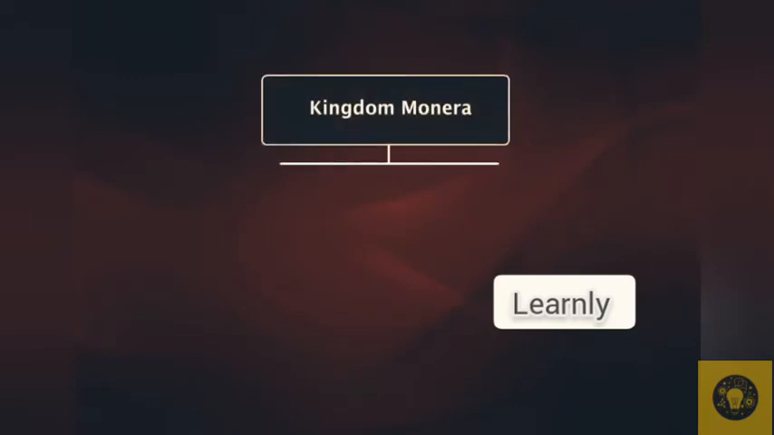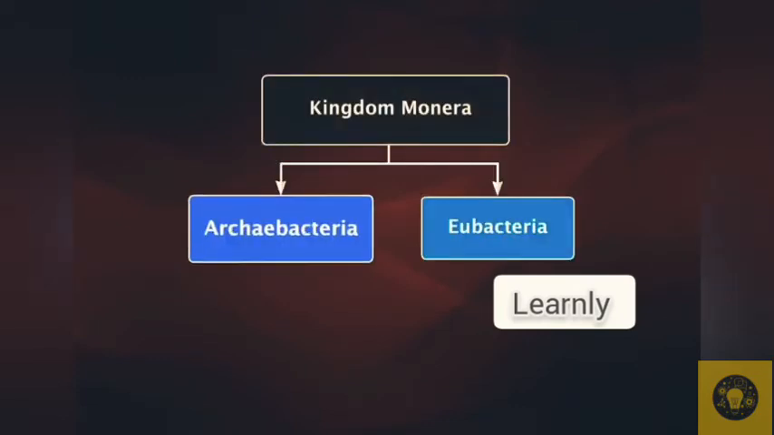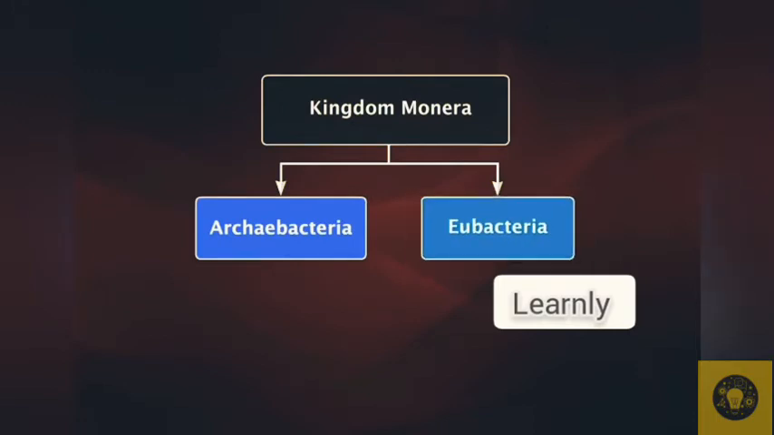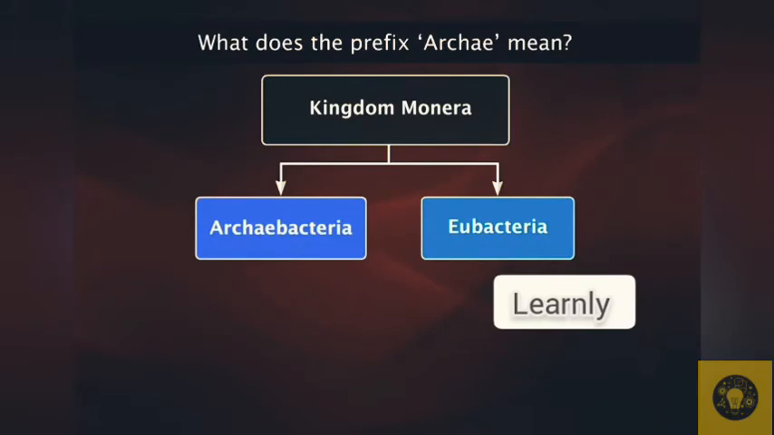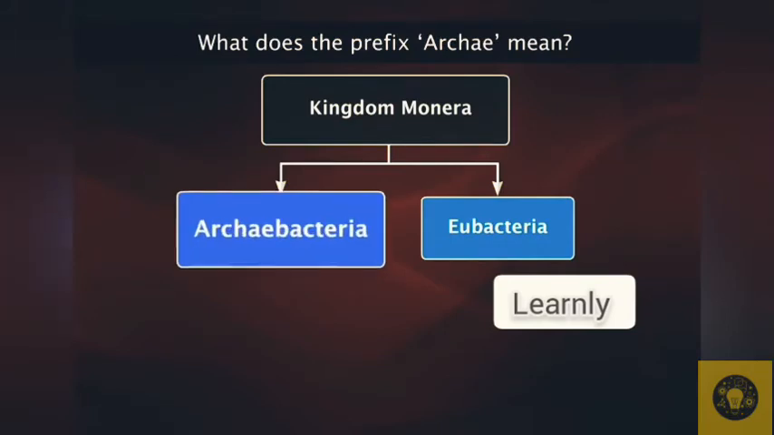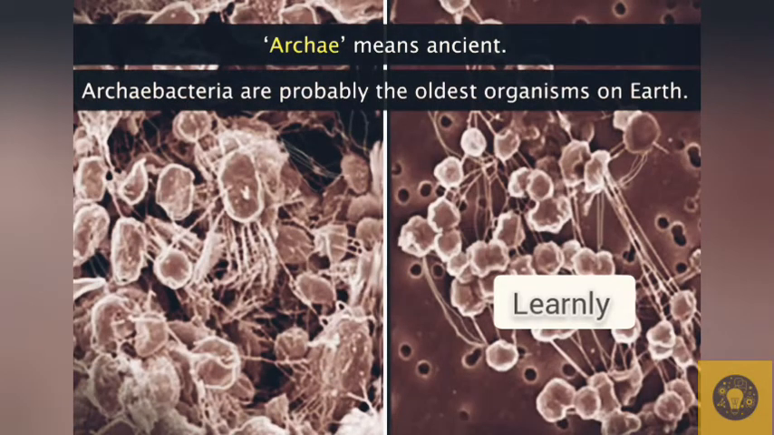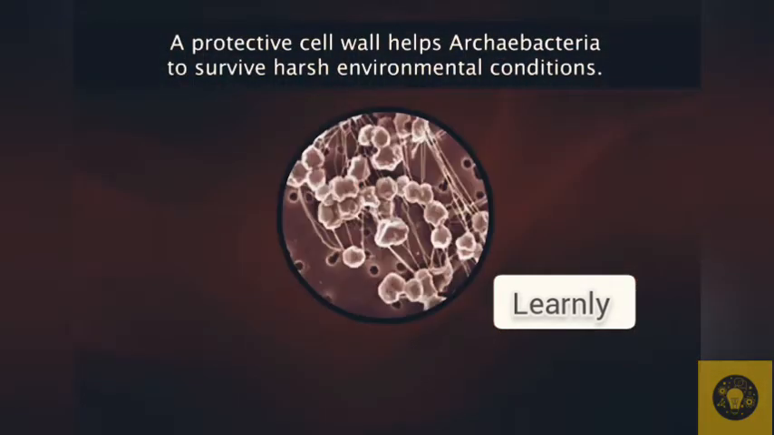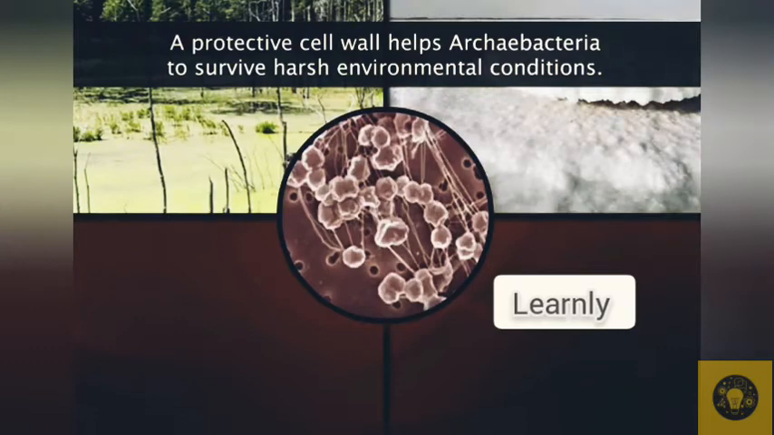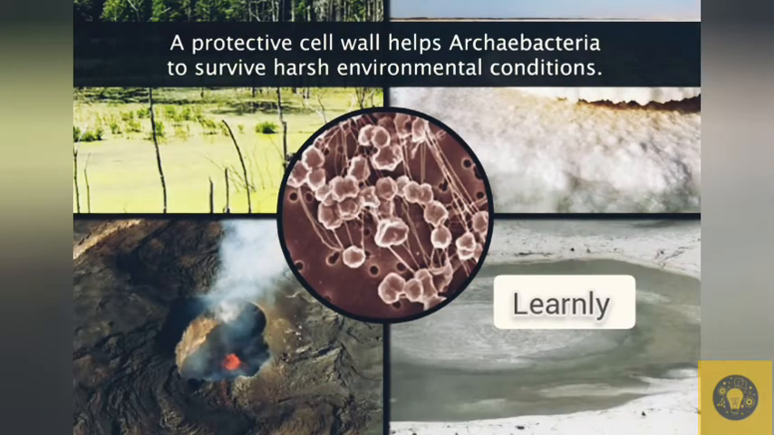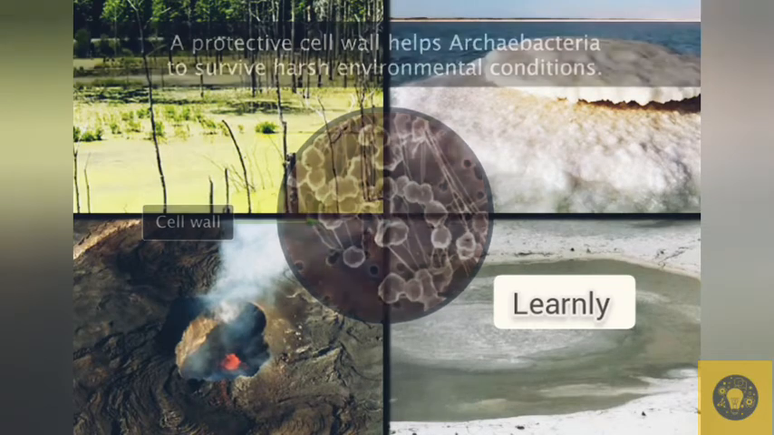Scientists have divided the kingdom Monera into two groups, Archaebacteria and Eubacteria. Can you guess what the prefix archae means? Archae means ancient. Archaebacteria are the oldest organisms on Earth. They live in extreme habitats and can survive in those harsh environmental conditions because of their specialized cell wall.